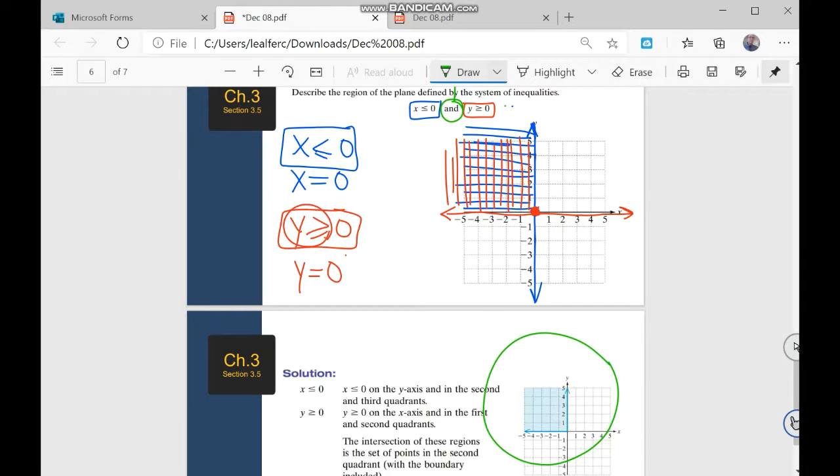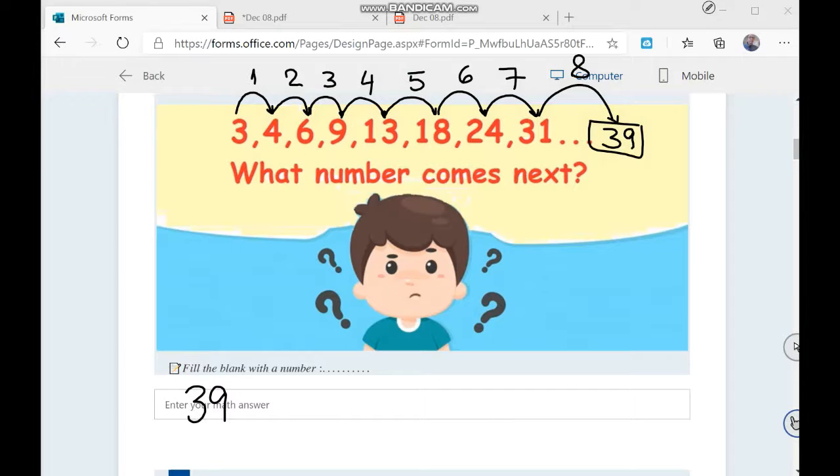Okay, any questions? Tell me if you have any questions, if you have any comments, any complaints, anything at all that is not clear. For this bell work, the answer, if you follow the pattern, is going to be 31 plus 8, 39. 39 is the right answer for the bell work today.